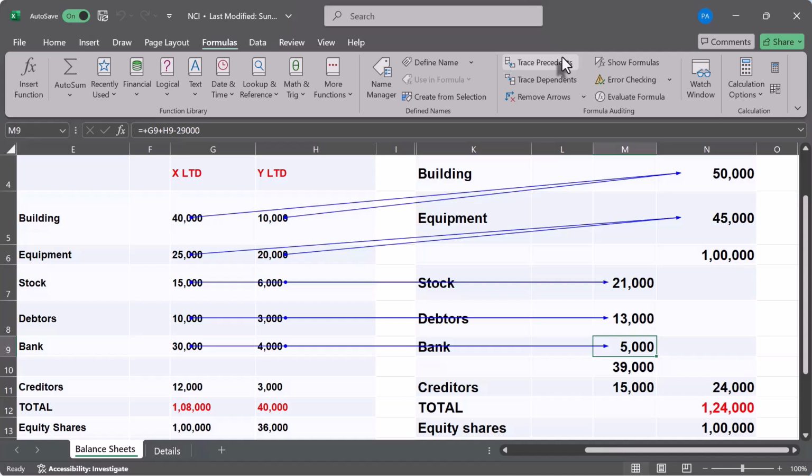So here the bank balance should have been 30 plus 4. Bank balance was 30 plus 34. But I have written only 5,000. Why? How? 5,000 kaise balance hai? Clear?